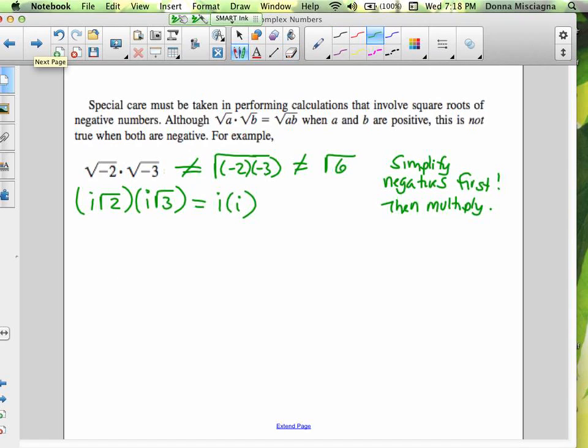All right, so this is going to be i times the square root of 2 times i times the square root of 3. So that's going to be equal to i squared times the square root of 6. And what's i squared? i squared is negative 1. So this is negative square root of 6. All right, so if you have negatives, don't just multiply them. Simplify those negatives first. Then you can multiply, because this is not the square root of 6. It's negative square root of 6.